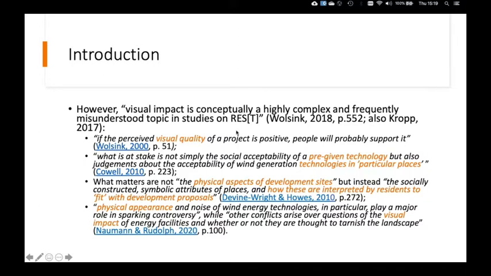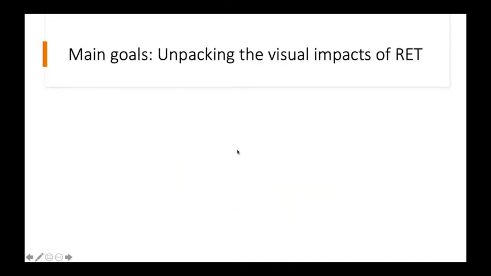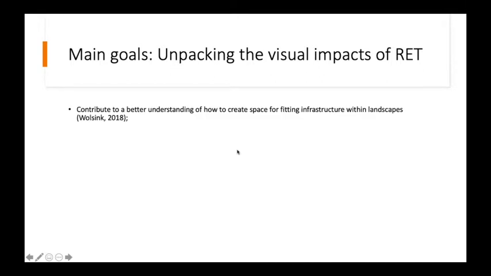And so this is really our point of departure: maybe it's worth actually looking better at this literature and at how it has been looking at the visual impact of renewable energy technologies. So that's what we aim to do here, to discuss with you a little bit this unpacking of the notion of visual impact as an important factor for social acceptance.